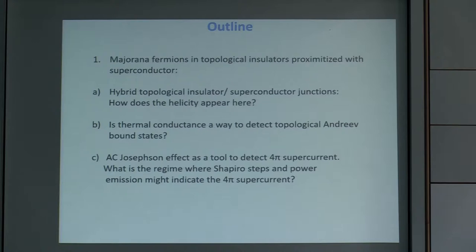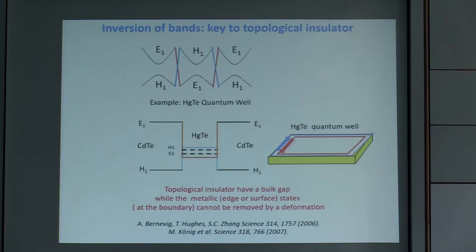So I want to convince you that looking at the thermal conductance might be a better way of understanding topological Andreev band states. It's related to the previous talk, but currently I'm not going to put a ferromagnet. I put some magnetic field, which I think is interesting because it's orbital. And then in the third part, another way of seeing these non-trivial Andreev band states is through the AC Josephson effect.